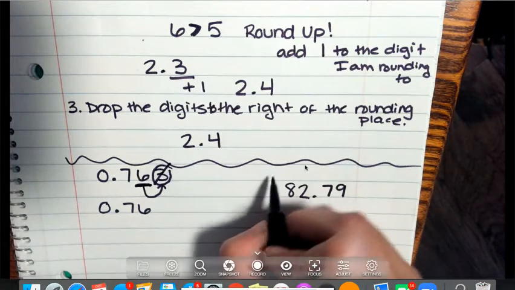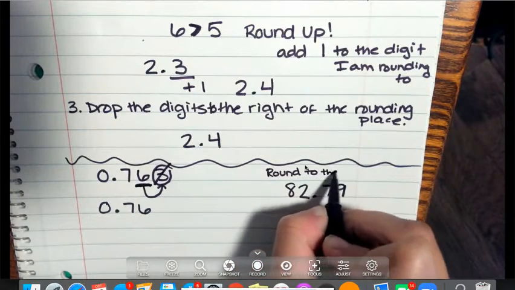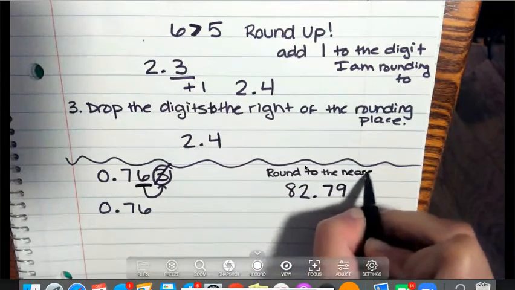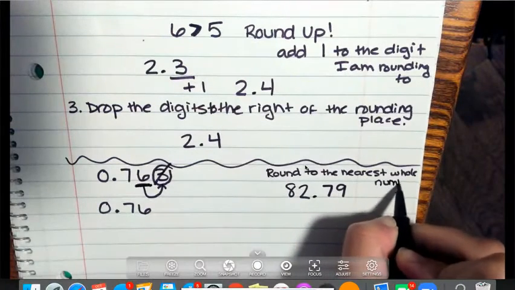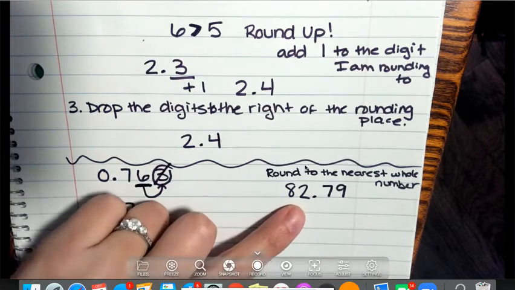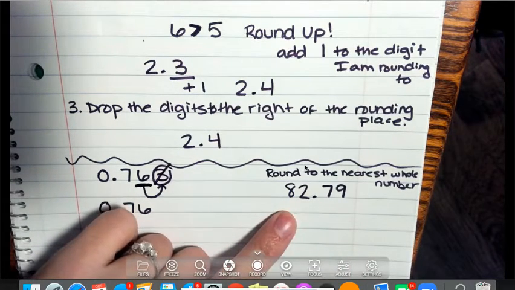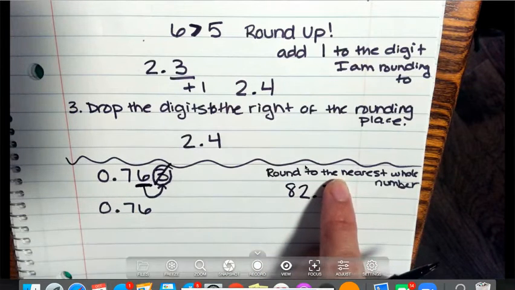For this one, I want us to round to the nearest whole number. So I'm not going to underline anything because I want us to round to the nearest whole number. You might be thinking, well, what's a whole number? What makes a whole number? If there's a decimal, we know that that's a fraction.